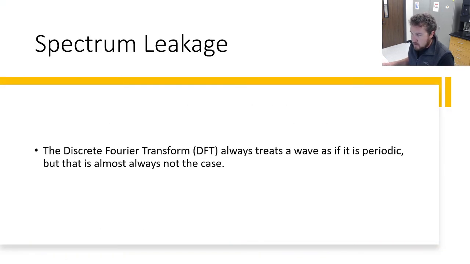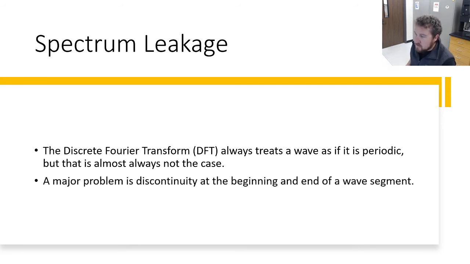So spectrum leakage is a pretty cool thing. The discrete Fourier transform always treats a wave as if it is periodic, right? By the way it works, you have to give it a periodic function. But that's almost always not the case. As we discussed, no signals in the real world are actually periodic. They all have some kind of noise, they've got stuff going on. Maybe there are signals that themselves are not periodic, or like I said, there's noise. There's almost never a truly periodic signal. A periodic signal is a mathematical construct. It's a perfect spheres in a vacuum sort of thing.